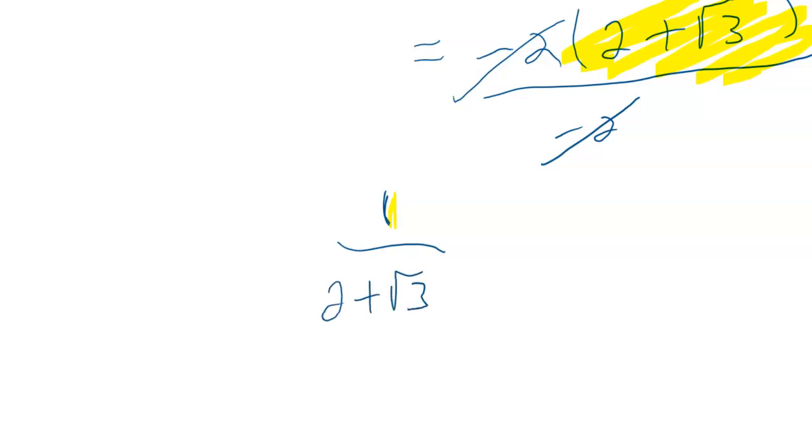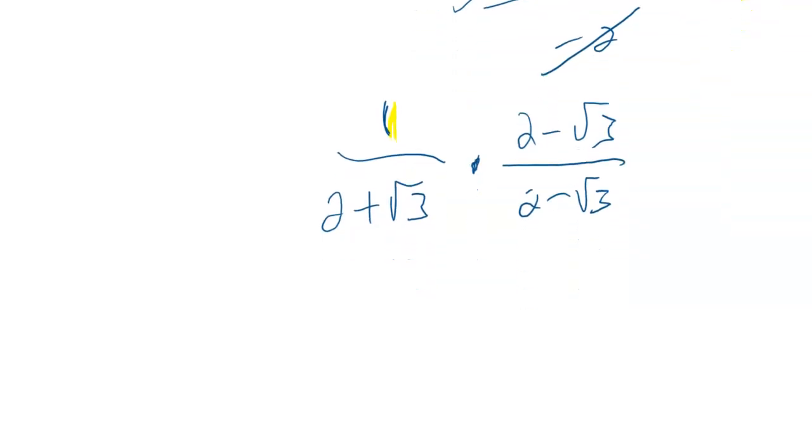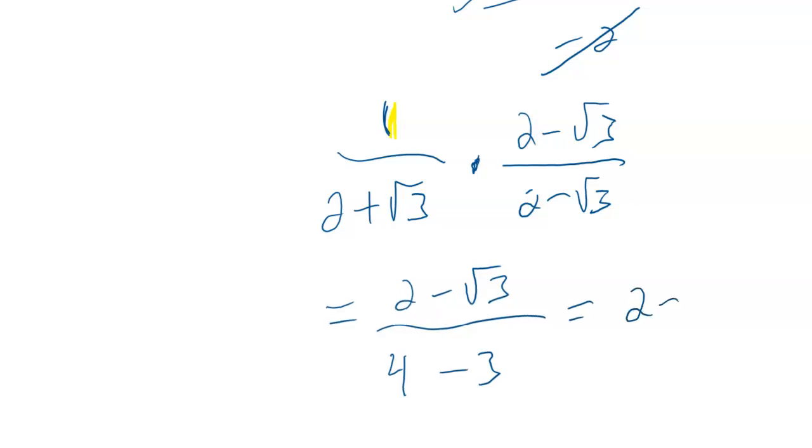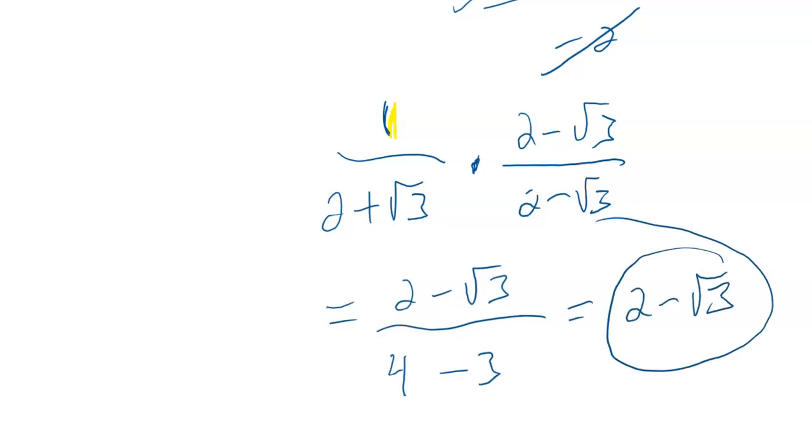We don't like this answer because it's not rationalized. So I multiply by 2 minus rad 3 over 2 minus rad 3, and then hopefully some good stuff happens. On top, obviously 2 minus rad 3. On bottom, I'll get 4 minus 3. That's just 1, so my answer is 2 minus rad 3. I guess that's kind of cool.